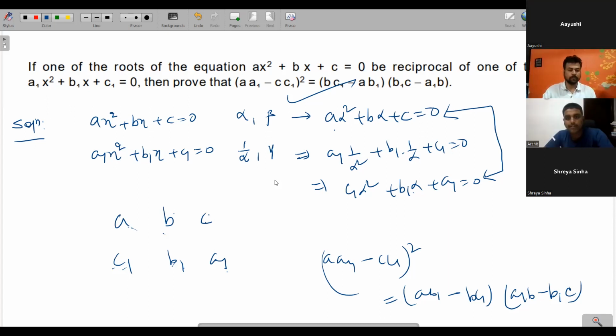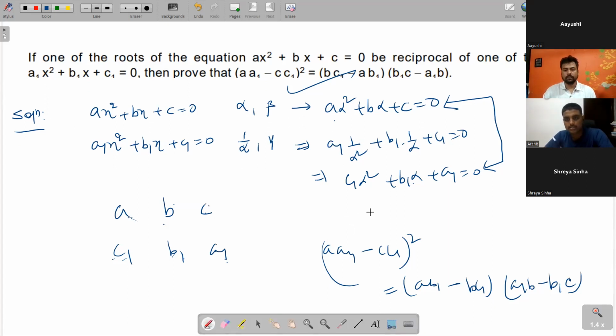Sir, how is it c1 alpha square plus b1 alpha plus a1? Just take the LCM here. Because 1 by alpha is the root of this equation, alpha will be a root of this equation after taking the LCM.